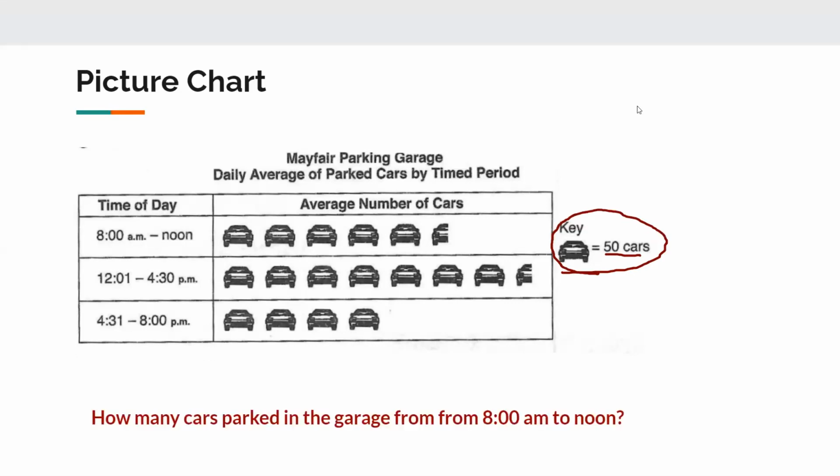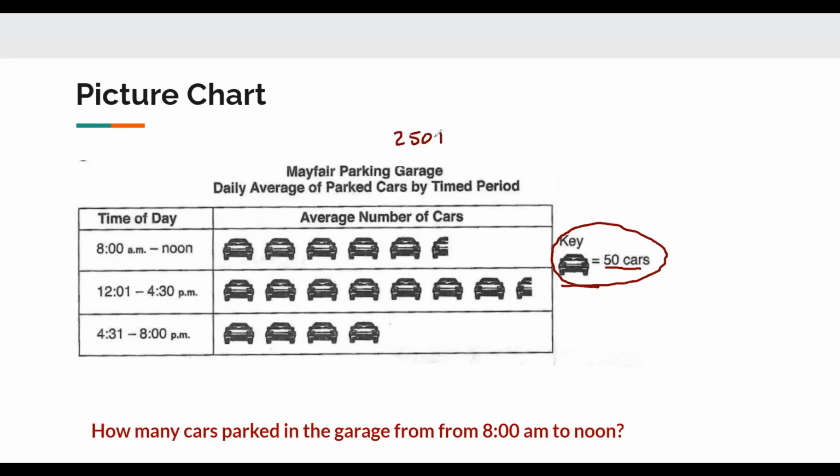Let's try to answer this question using that picture chart. How many cars parked in the garage from 8 a.m. till noon? So one way to deal with a picture chart where each picture represents 50 cars is to count by 50. This is 50. This is 100. This is 150. This is 200. This is 250. And now we have a half of a car. Well, half of a car must be 25 cars. So 250 plus 25 gives us our final count of cars for that time period. That would be 275 cars.